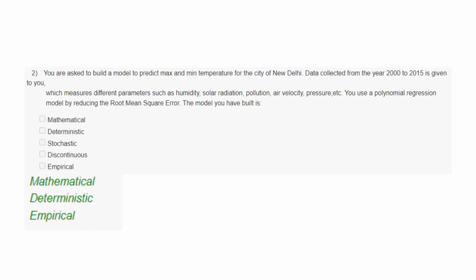And the model you built is, first, mathematical, which is true. It is a mathematical model because you're trying to predict the maximum and minimum temperature of the city. It is deterministic as well, and it is empirical as well. What it is not is stochastic and discontinuous. It will not be stochastic because you cannot predict statistical outcomes of the data from this model. And it is not discontinuous in nature because you have continuous data from 2000 to 2015, so there is no discontinuity. It is empirical, it is deterministic because you're finding something, and it is obviously mathematical. So these three answers are correct.